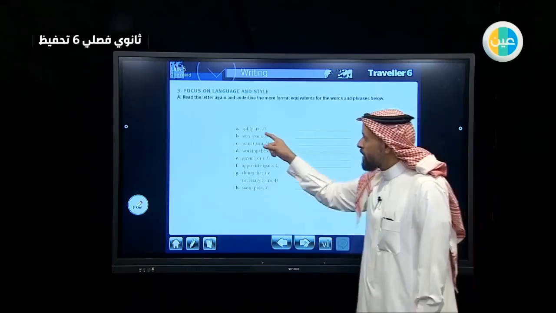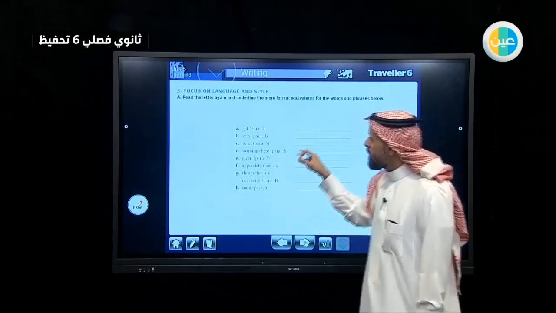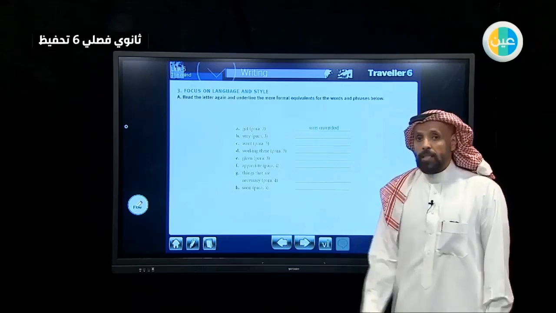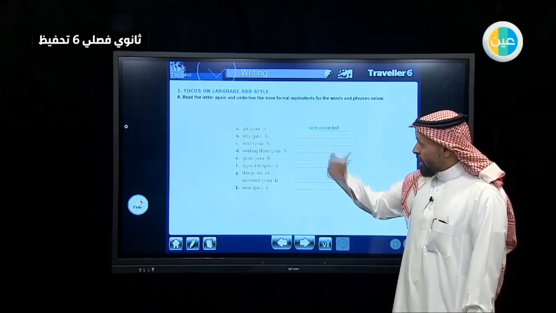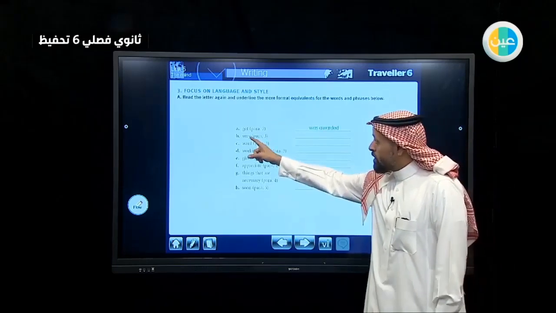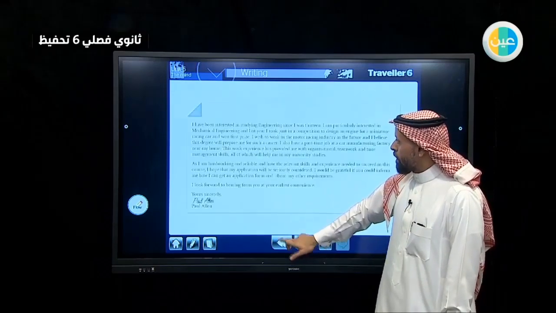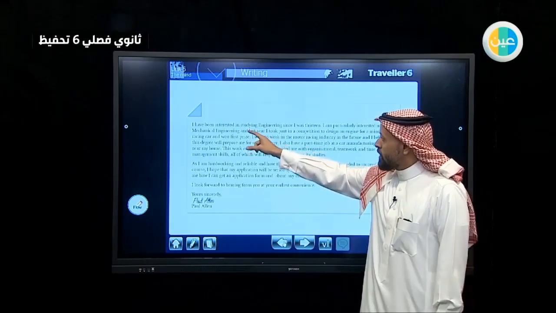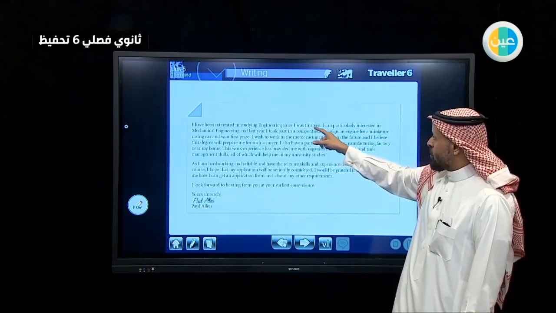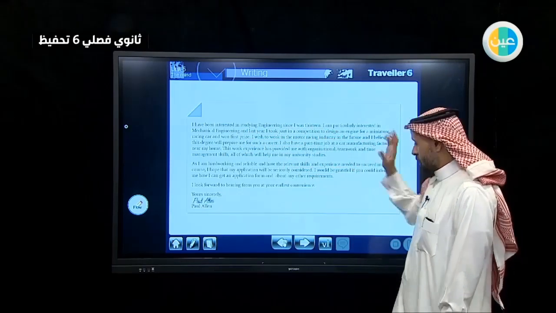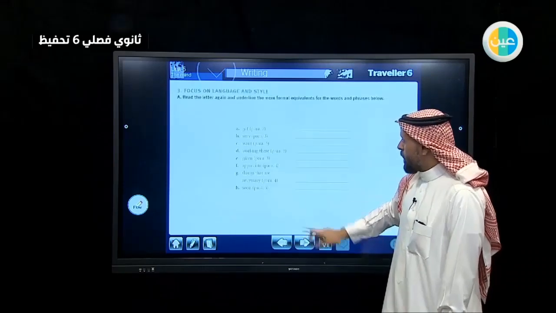Which word in paragraph number 2 means "got"? "I was awarded." In paragraph number 3, which word means "very"? Go to paragraph number 3. "I have been interested in studying engineering since I was 13. I am particularly..." Okay, I believe it is "particularly".